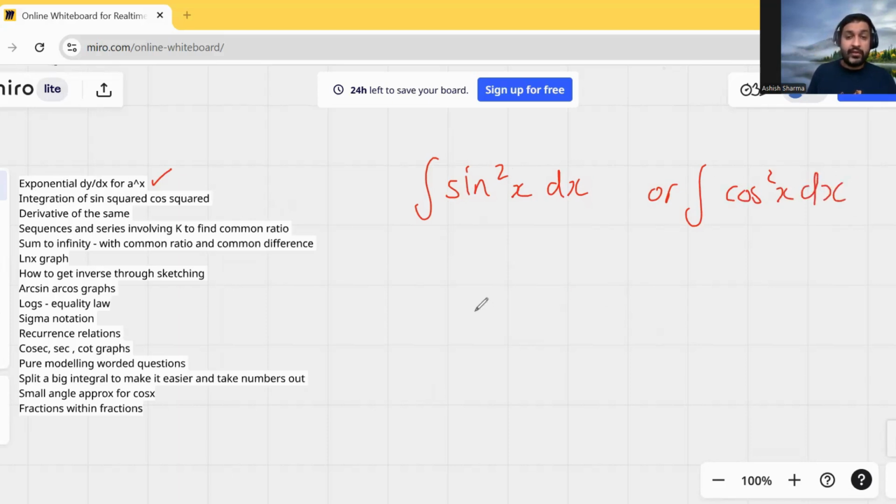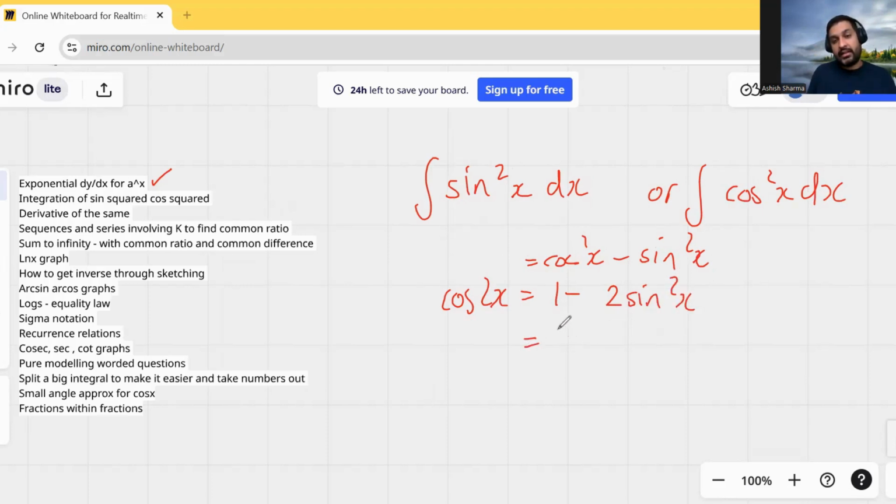So what you've got to do is use something called the double angle formulas. And in particular, you're going to use the cos one. The cos 2x has three variants. There's cos squared x minus sine squared x. There's 1 minus 2 sine squared x. And there's 2 cos squared x minus 1. They're all equal to cos 2x.